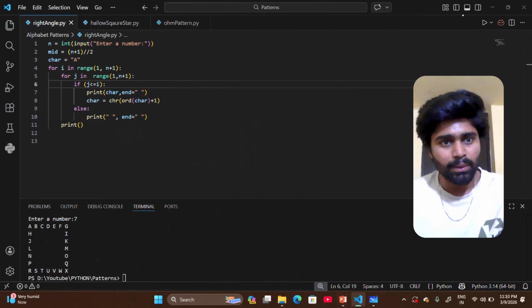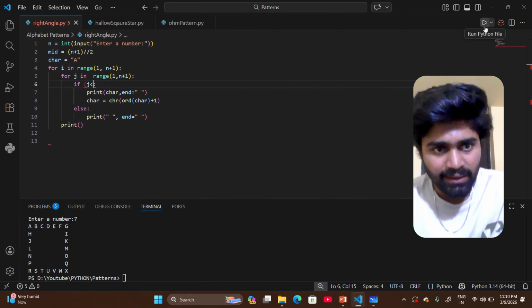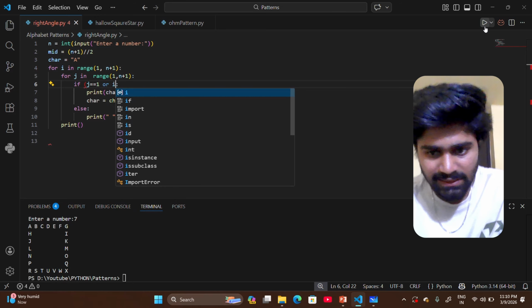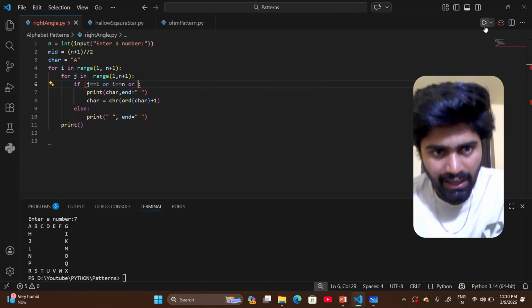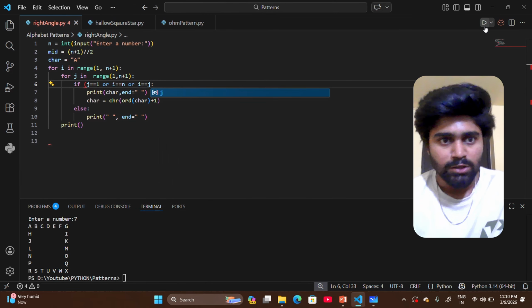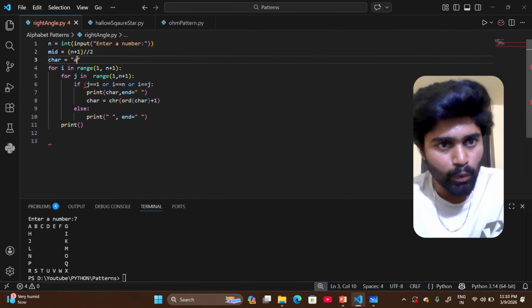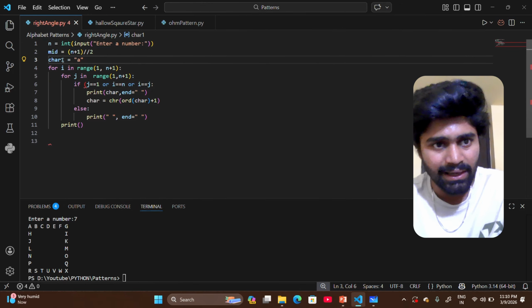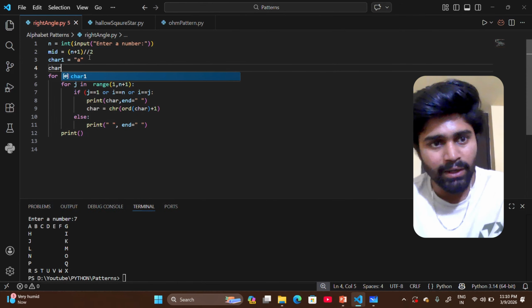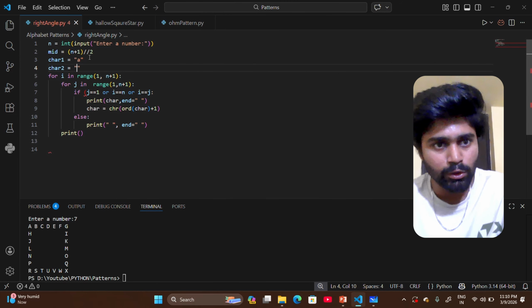Then what are we going to print? We are going to print the small characters. So whenever j value equals 1, or else i value equals n, or else i value equals j, we are going to print the one character. Those are small characters. So I am going to take one variable, character 1 equal to small a, and one more variable, character 2 equal to capital A.